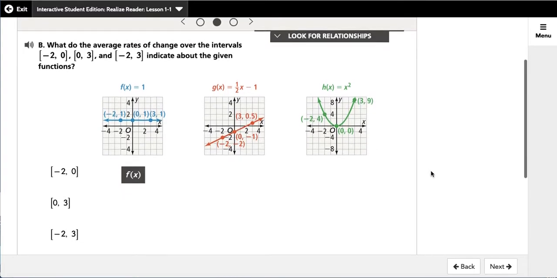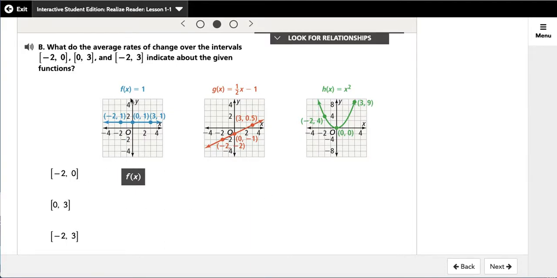Let's see if I can get this all to fit on the same screen. Okay, here's f of x. f of x equals 1, just always equals 1. So when you find the average rate of change from -2 to 0, how much did that change? Well, it didn't change. It stayed at 1. And from 0 to 3, it stayed at 1. And from -2 to 3, the whole thing, it stayed at 1. The slope was 0 the whole time.